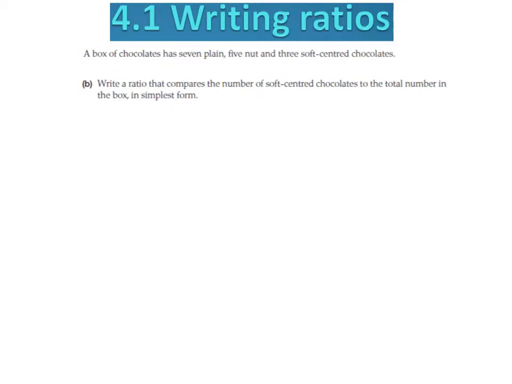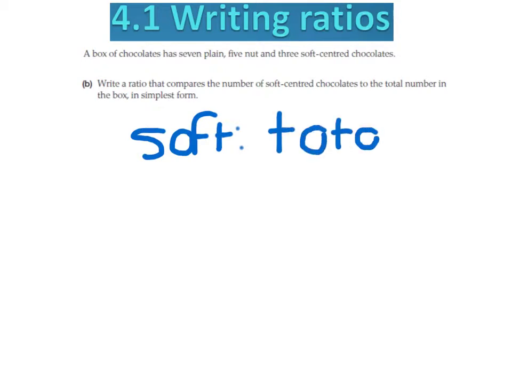This question is asking, write a ratio that compares the number of soft-centred chocolates to the total number in the box in simplest form. We'll put soft for soft-centred, and then total for everything else. For soft we've got 3 chocolates, and for the total we have to add everything up. So 7 plus 5 gives me 12, and 12 plus 3 gives me 15.